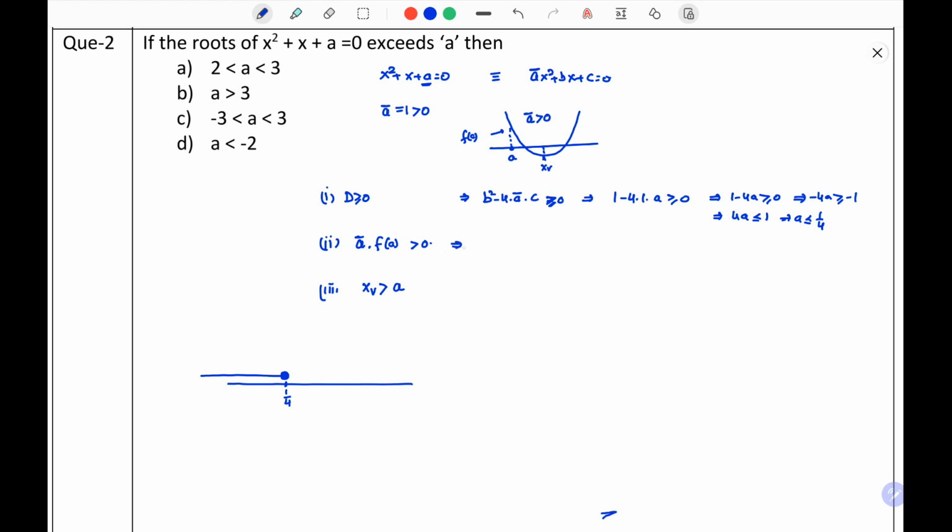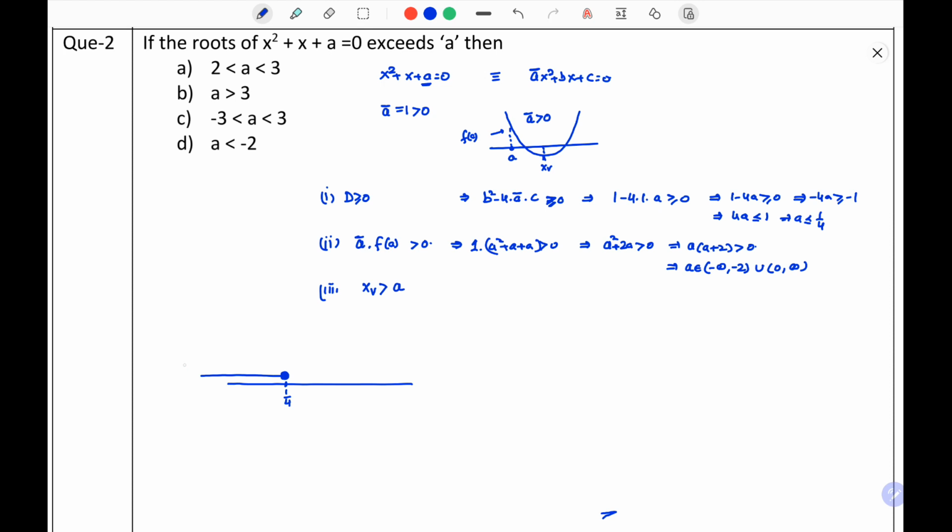Second is the coefficient of x square, which is 1, and the function value at a. Substitute x equal to a, so we will have a square plus a plus a, it is greater than 0. This implies that a square plus 2a is greater than 0, or a into a plus 2 is greater than 0. This implies that the possible values of a should belong to minus infinity to minus 2, union 0 to infinity, using the wavy curve method.